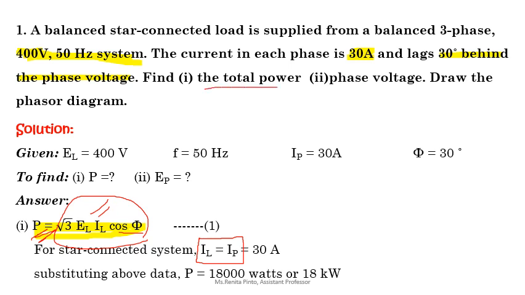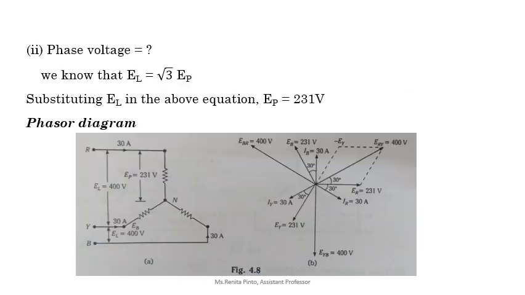Your second question is finding out what is the phase voltage. Now what is the equation for the phase voltage for your star connection? Now for your star connection you already know EL is equal to root 3 EP. So they have already given you the line voltage which is equal to 400 volt in your question. Substitute in this equation, you will get the phase voltage which is equal to 231 volts. Your next question was to draw the phasor diagram.